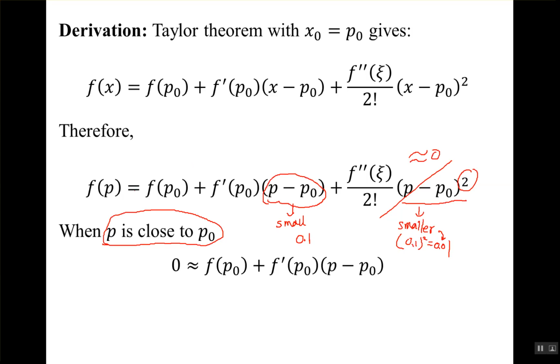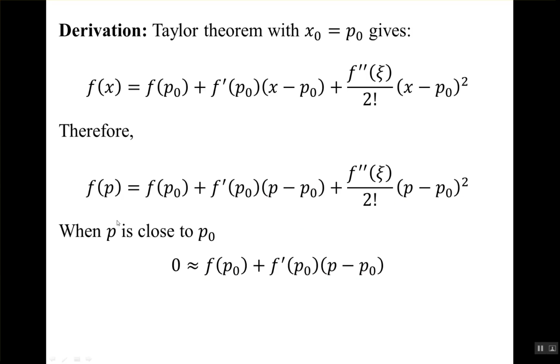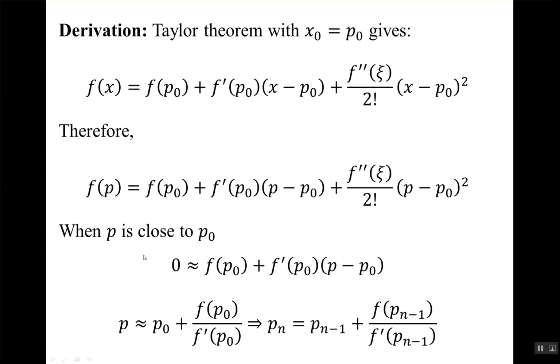Previously it was an equation. Now, because we're dropping this term and saying it's close to 0, we change this to an approximation. So 0 is approximately equal to f of p0 plus f prime of p0 times p minus p0, and the very last term is dropped. So that's where we get to this step.